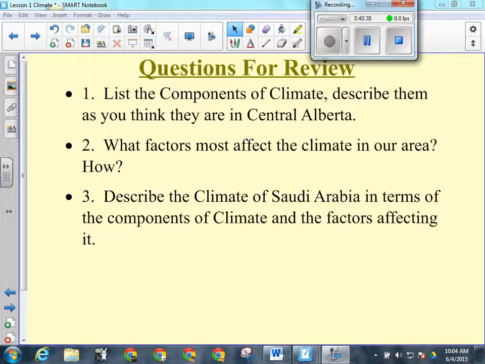Climate of Saudi Arabia. Temperature would be hot. It's really hot there. What about rain? They don't really get much of that. It's kind of a desert there. What about wind? I don't really know either. I would assume it probably blows off the Persian Gulf, I guess. Factors that affect it, well, the Persian Gulf is right there. And they're practically at the equator. So that's a big deal.